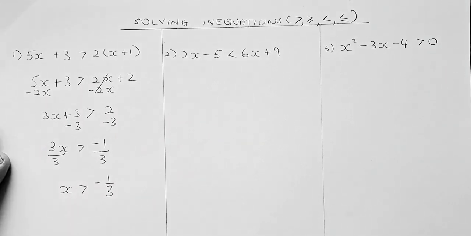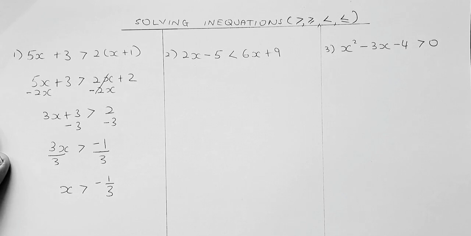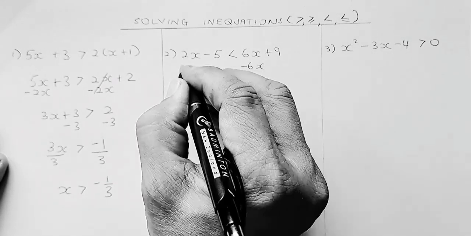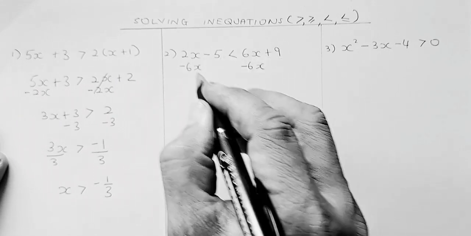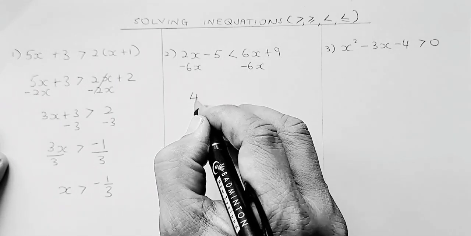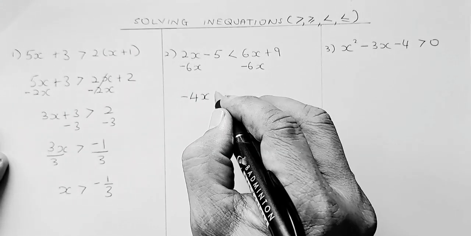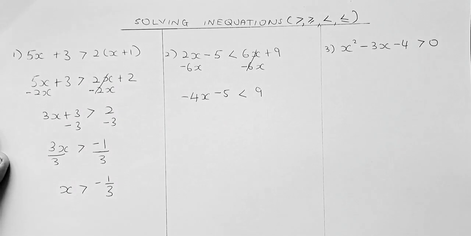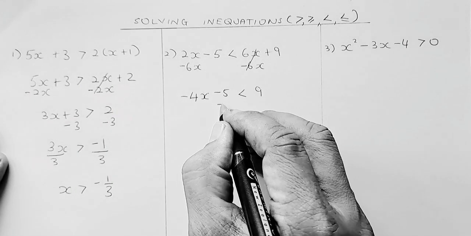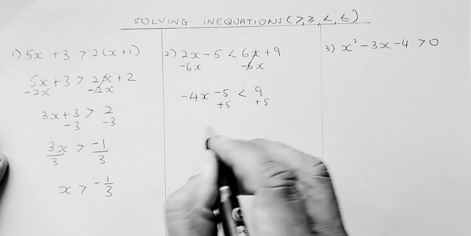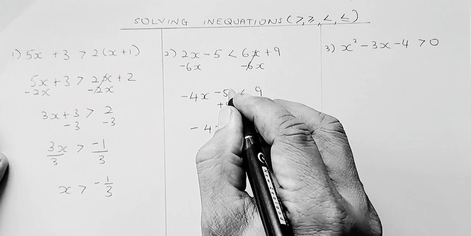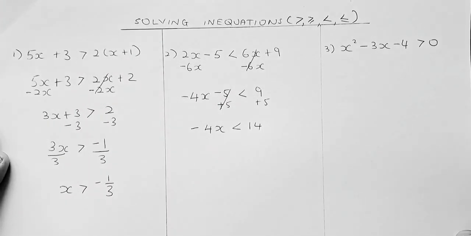You have 2x minus 5 is less than 6x plus 9. Again, you need to get rid of this 6x, so you minus 6x on both sides. When you minus them, 2x minus 6x, what you are left with is minus 4x minus 5 is less than 9, because 6x minus 6x will cancel out. Next, you get rid of negative 5, you plus 5 on both sides. So what you get is negative 4x is less than 14, because 5 minus 5 cancels out.